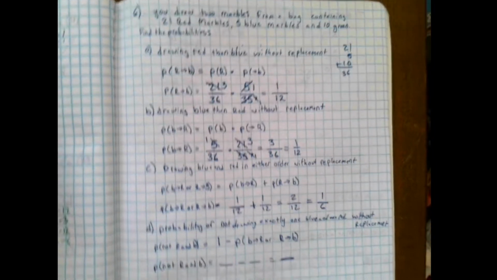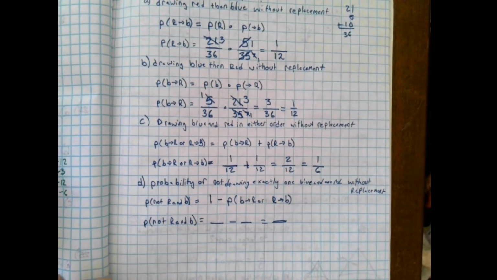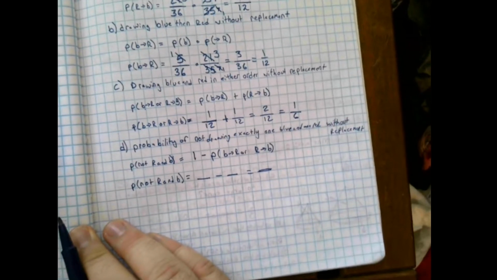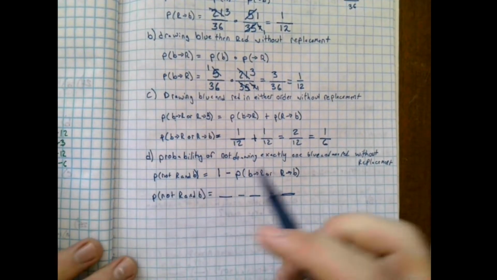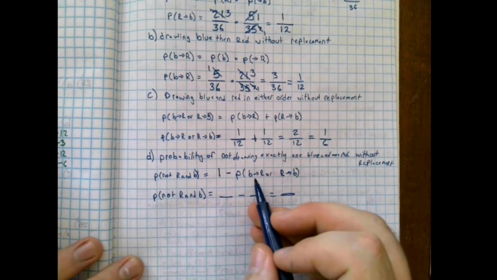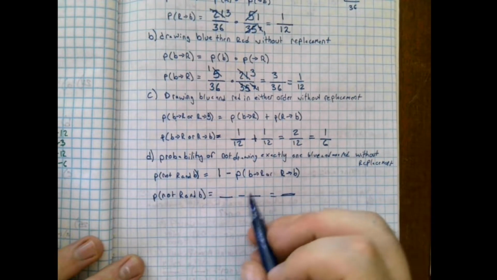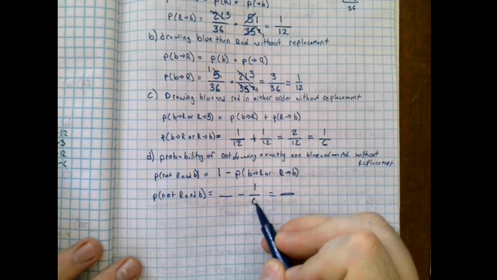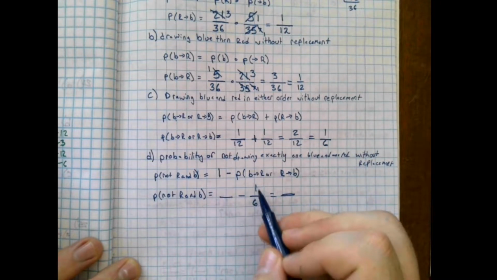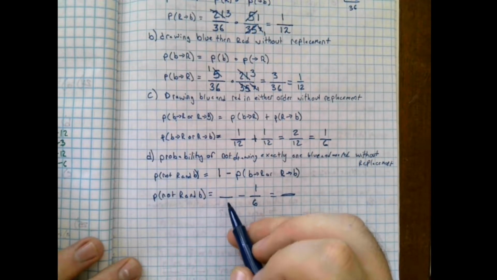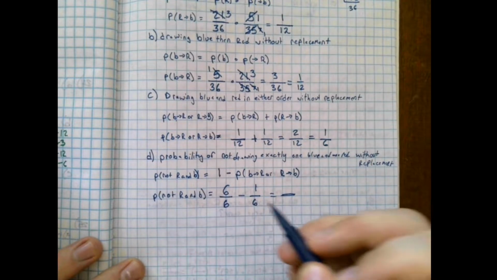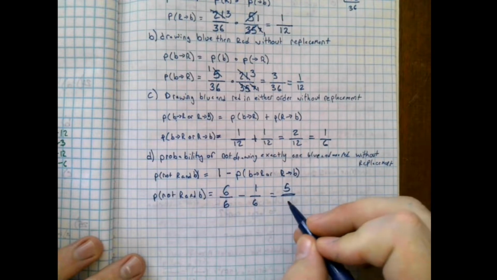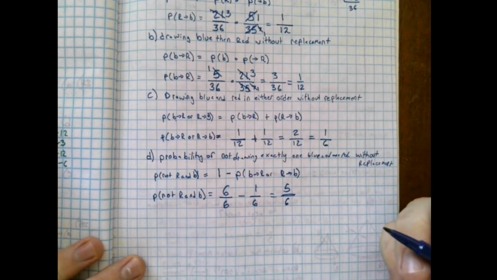We're then finally asked to find the probability of not drawing exactly one blue or one red without replacement. Well, we're going to take 1 minus the probability of blue then red or red then blue. We're not going to write 1 as 1 though, because we know this probability is 1/6. The fraction from which we could subtract 1/6 that is equivalent to 1 is 6/6. 6/6 minus 1/6 is 5/6. And that is problem 6.